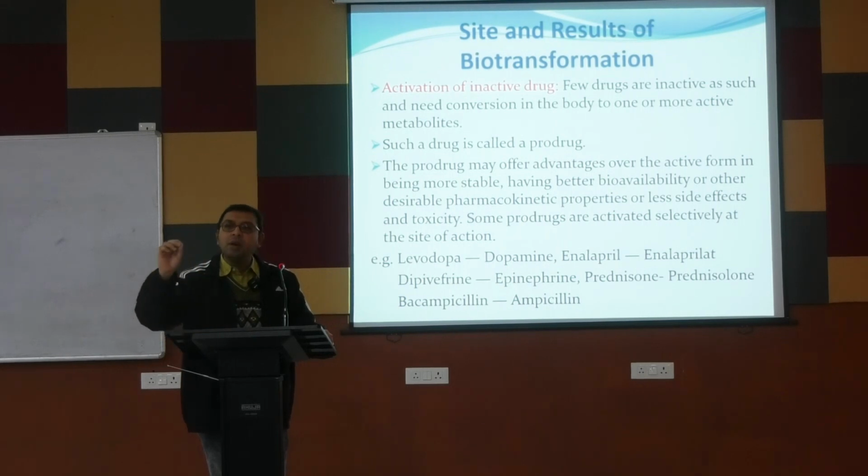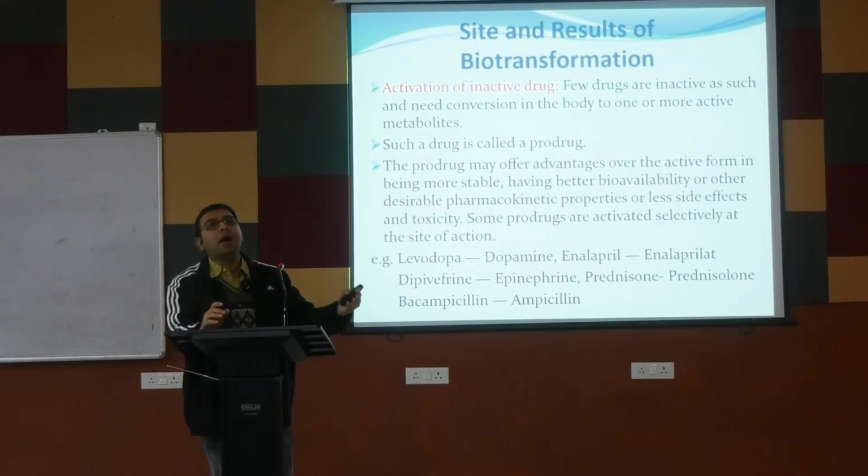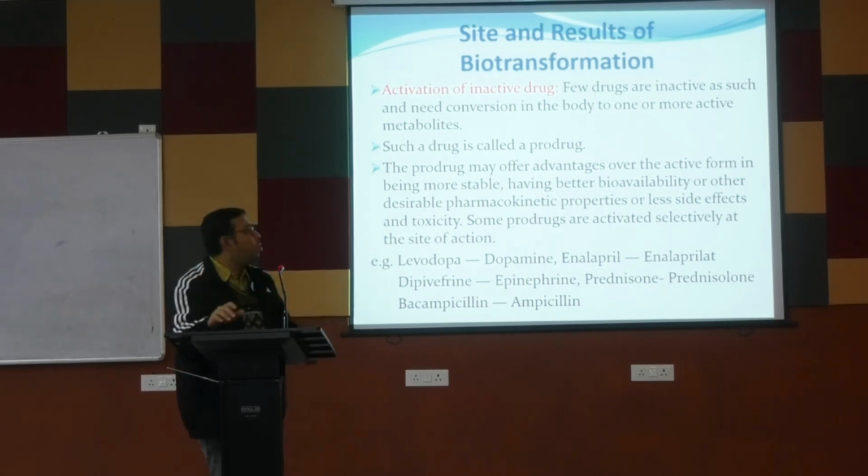So it acts on different types of receptors. You will read about these receptors in the pharmacodynamics part. Pharmacokinetics means what the body does to the drug. Already you know. And after the pharmacokinetics, there occurs the pharmacodynamics, that is how the drug acts on different receptors and ultimately does different actions. So these are the active drugs.